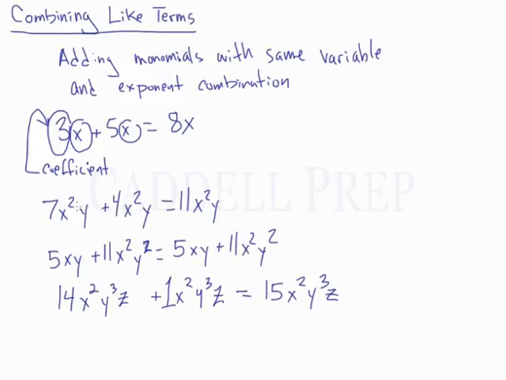So for like terms, I have to have the same exact variable and exponent combination, and then we just add the coefficients together to combine like terms.